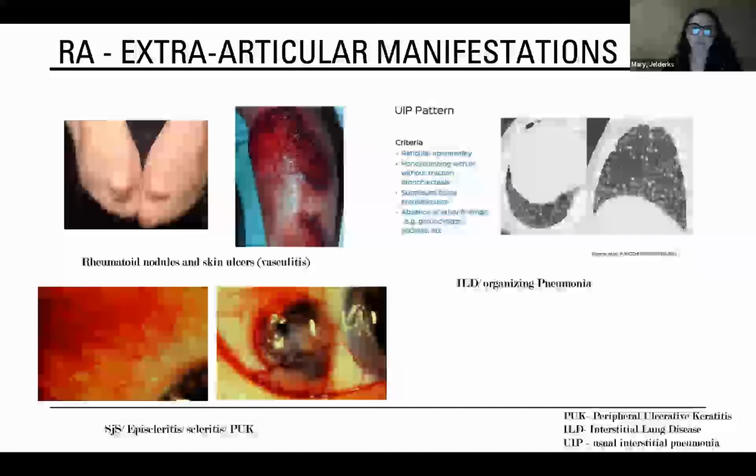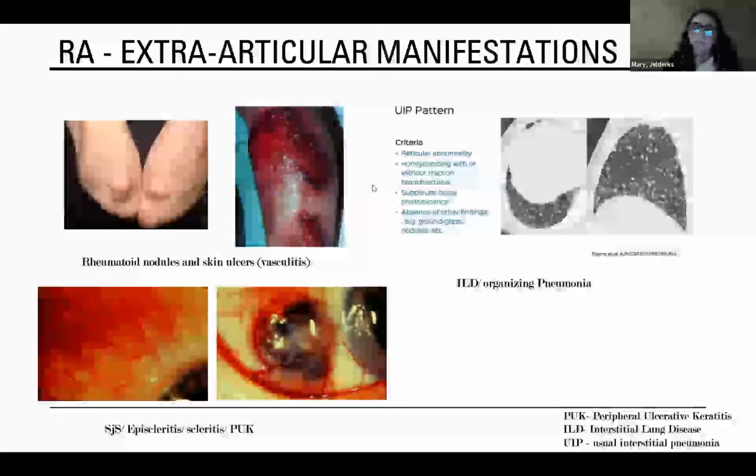The extra-articular manifestations, as we said, this is a systemic inflammatory disease. So you get more than just joint inflammation. You can have inflammation in the skin, like a vasculitis, where the blood vessels become inflamed, as you can see in the left upper hand corner, along with the rheumatoid nodules. We do find those in later stage disease, untreated disease. We can find these manifestations.